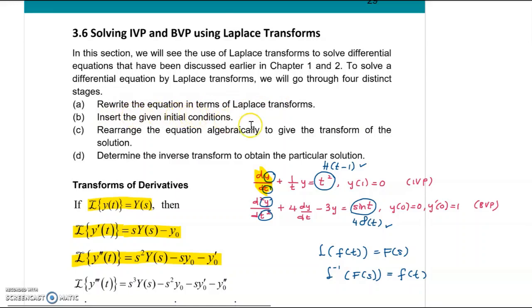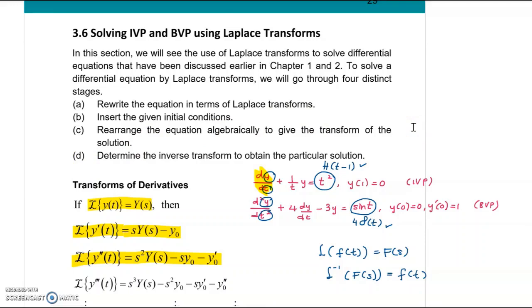Second step, insert the given initial conditions. Third step, rearrange the equation to give the transform of the solution, and finally determine the inverse transform. Okay, so in section 3.6, you are going to do both. Find the Laplace transform, and at the end, find the inverse.